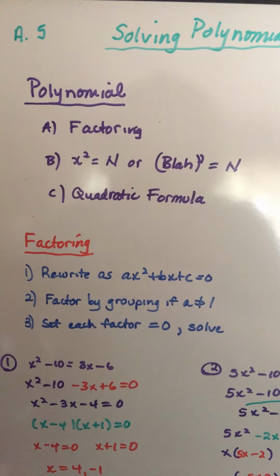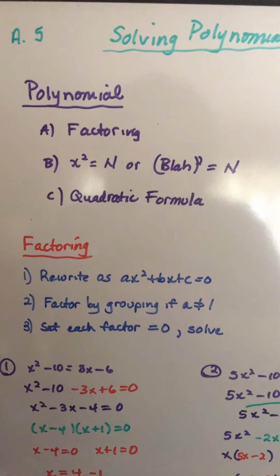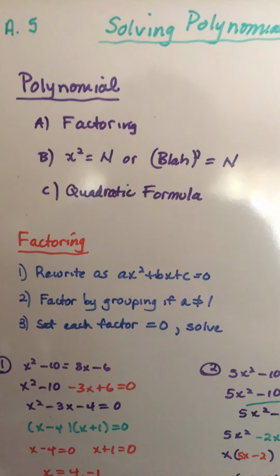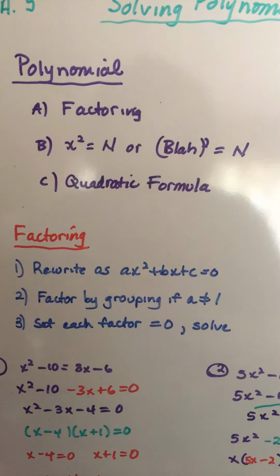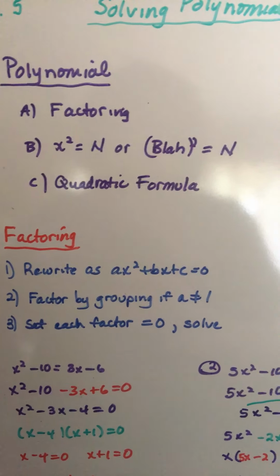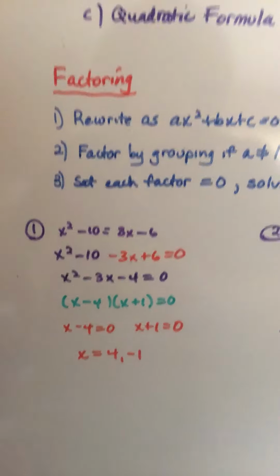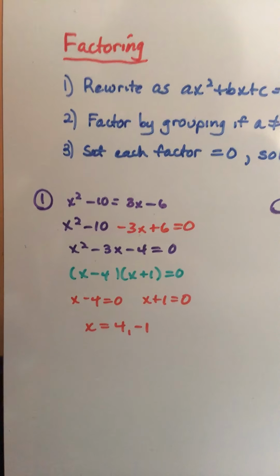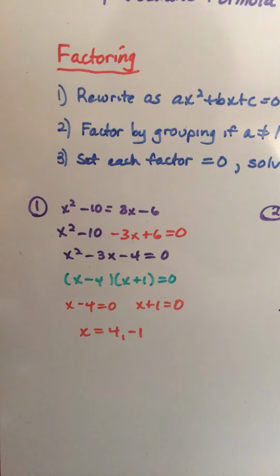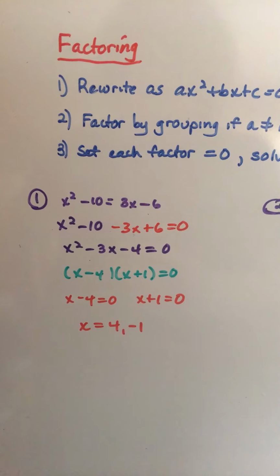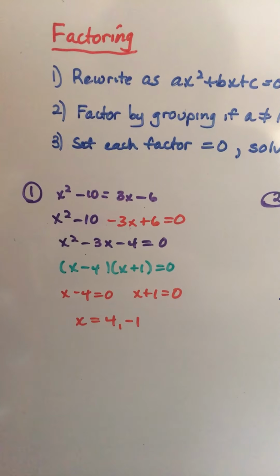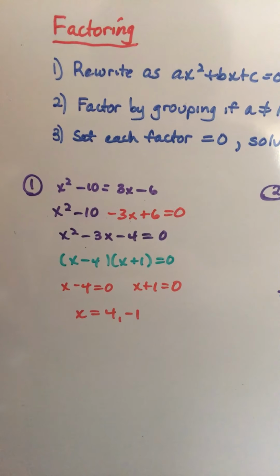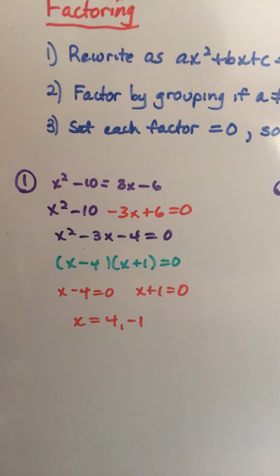So when we factor, we rewrite things in the standard form of ax squared plus bx plus c equals 0. If a isn't 1, we're going to have to do grouping. We set each factor equal to 0 and solve. So, a pretty simple problem. I add the opposite of 3x minus 6 to the left side. I factor, I set equal to 0, I solve. Pretty basic Algebra 1 stuff.